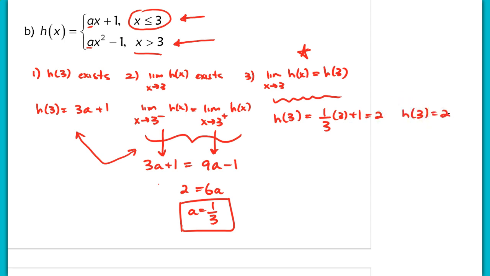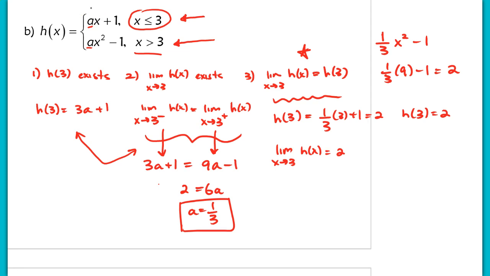Now we also need to check that the limit as x approaches 3 is also 2. Now we already know what the limit will be from the left-hand side because we just evaluated that function when x is 3. So let's check the bottom function to see that the limit as x approaches from the right is also going to be 2. So if we plug in our function here, we have 1/3 x squared minus 1. We want to plug in 3 into that function. We have 1/3 times 9 minus 1, so 3 minus 1 is 2. So we know now that the limit as x approaches 3 of your function will equal 2. So because these values are the same, your function is continuous at x equals 3.